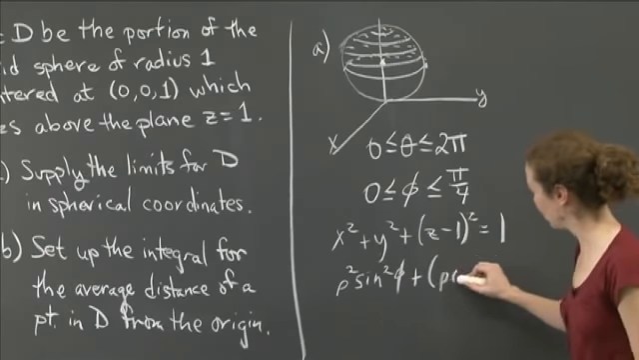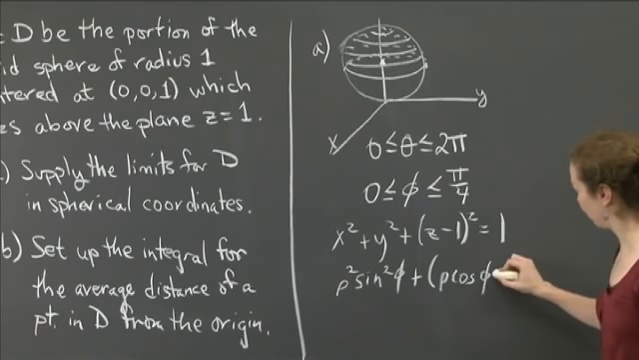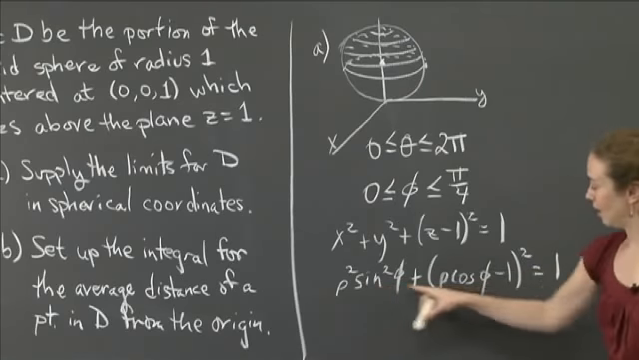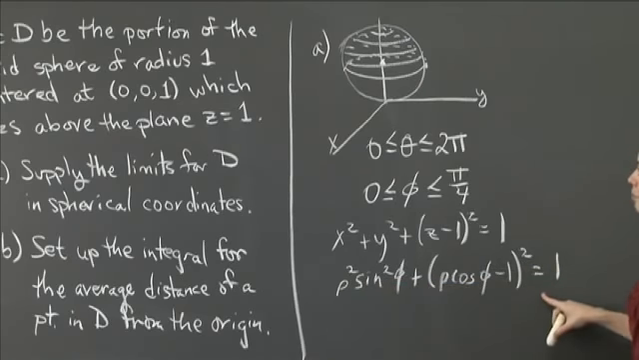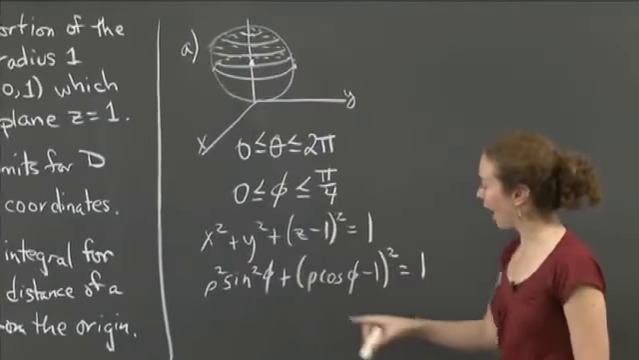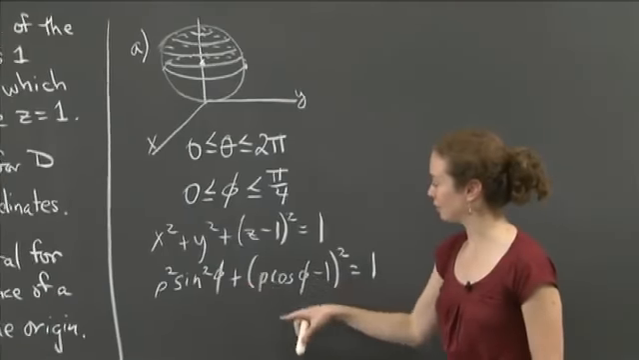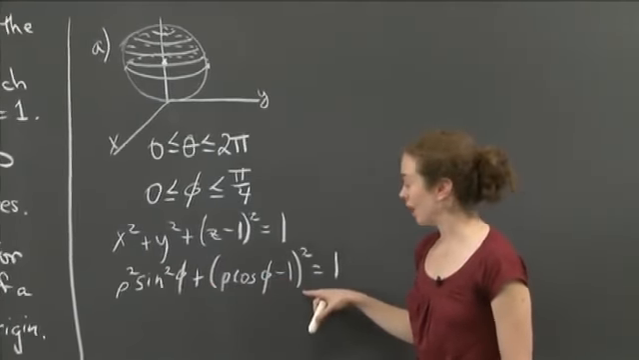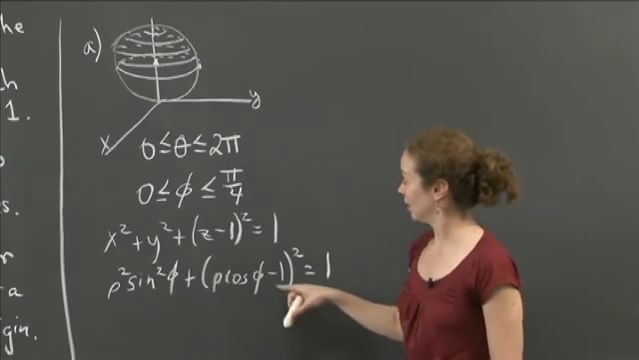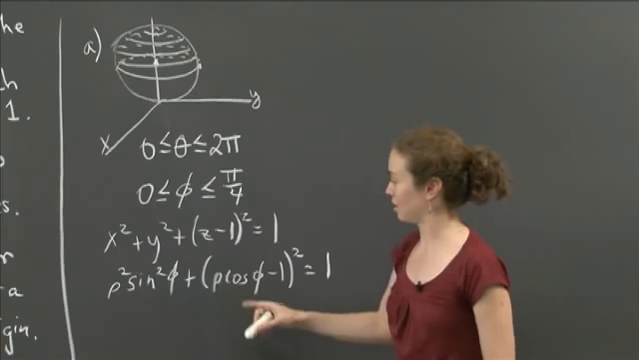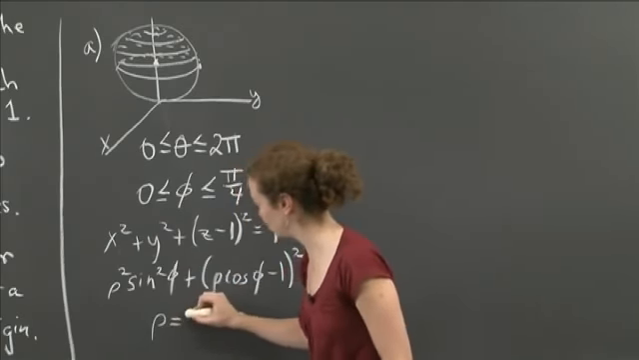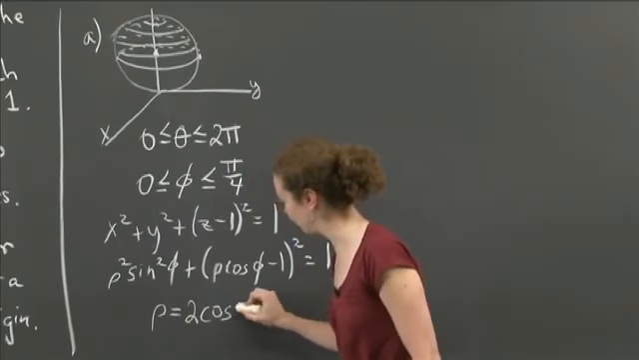So here I'm going to have rho cosine phi minus 1 quantity squared equals 1. This, in spherical coordinates, is describing the boundary of this entire sphere, right? And so I can actually simplify this. It's not too hard. If I square this, I get a little cancellation, and then because I'm assuming in this region rho is greater than 0, I can do a little simplification. I come up with the fact that rho is equal to 2 cosine phi.